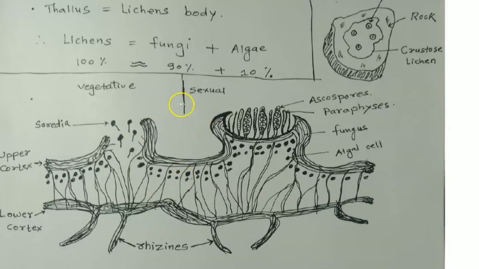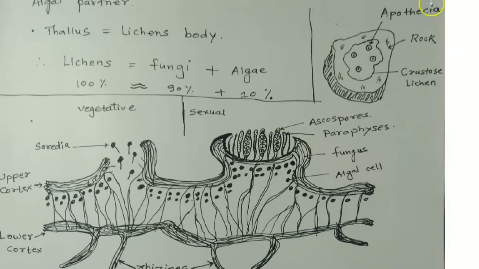Lichens reproduce in two ways, vegetative and sexual reproduction. This part shows vegetative reproduction and this part shows sexual reproduction. Here you observe ascospores developing in apothecia. This structure is called apothecia, and in this structure there is formation of ascospores. This is the fungal partner, and below the fungal partner the algal zone is present.